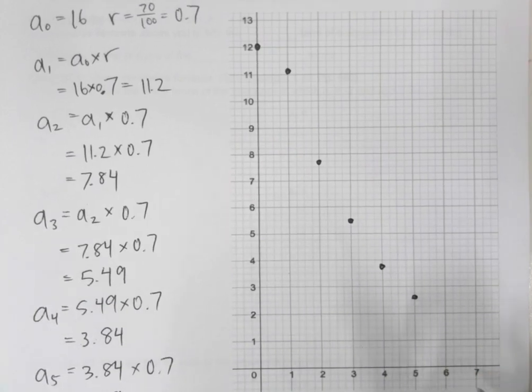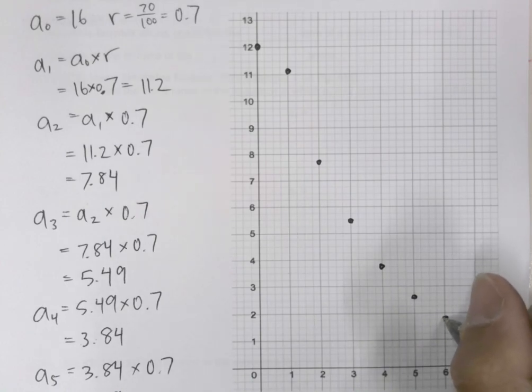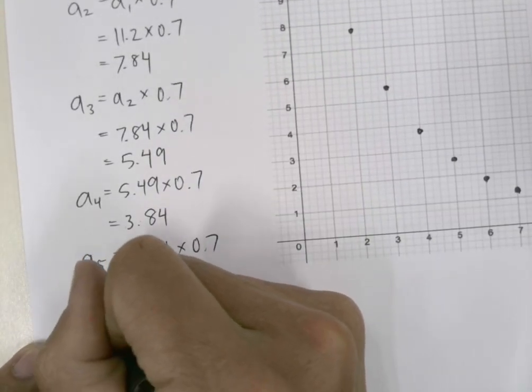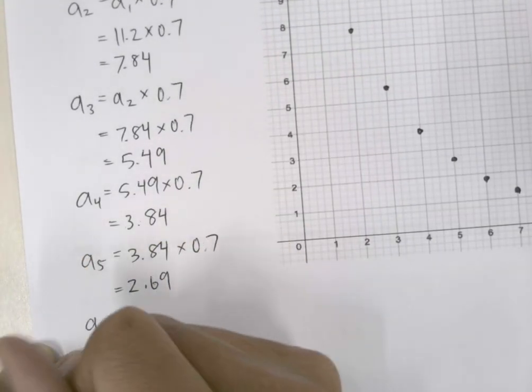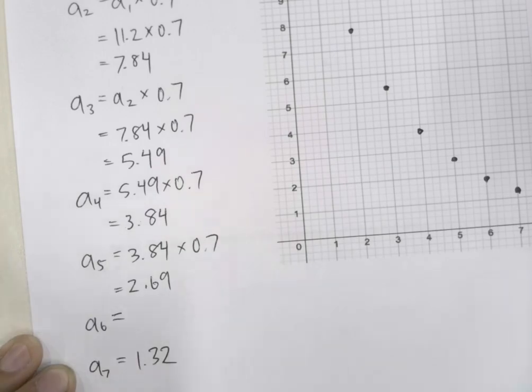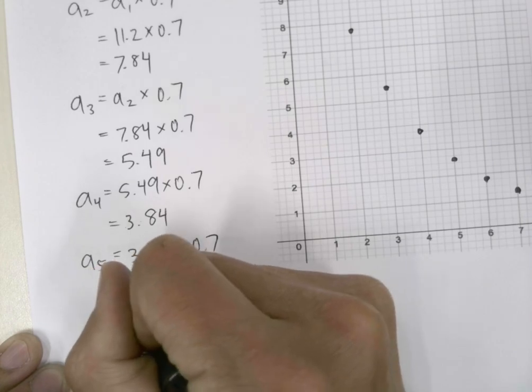And then to find the next term in the sequence, we multiply the previous term by 0.7, and we get 1.88, right about there. And to find the last term, we multiply by 0.7, and we get 1.32, right about here. So my a sub 6 is equal to 1.88, and my a sub 7 is equal to 1.32.